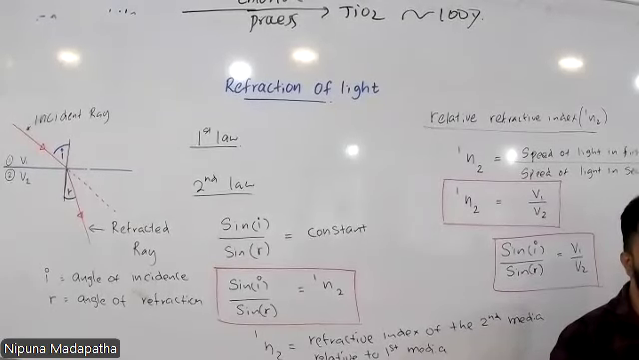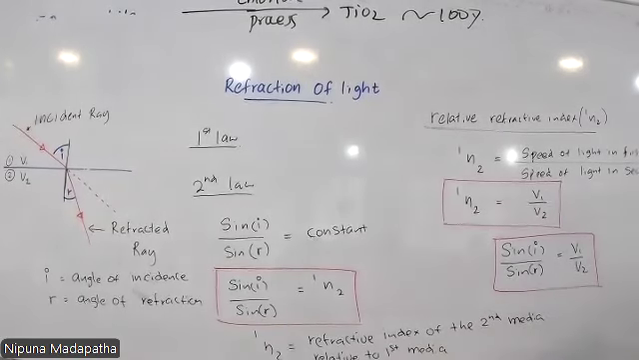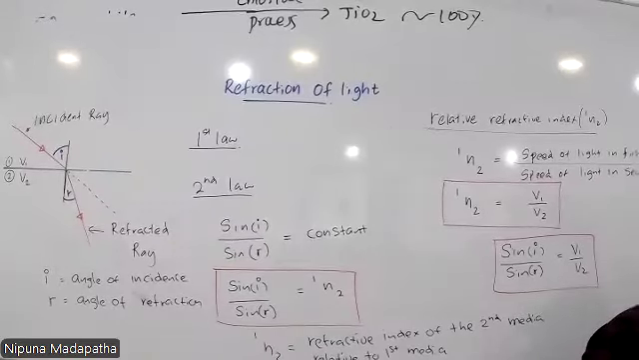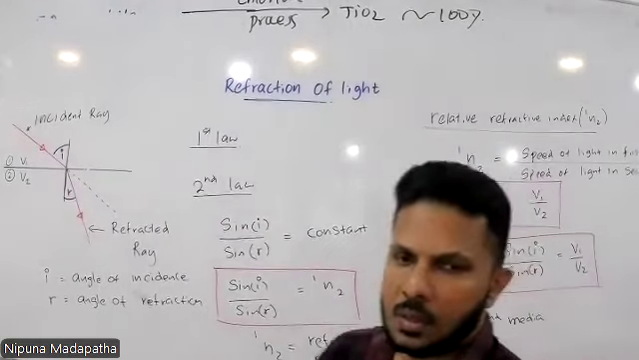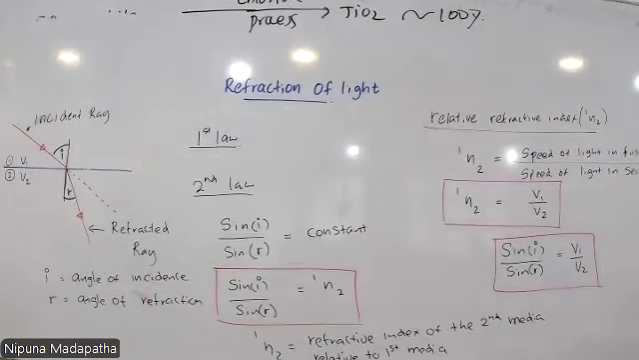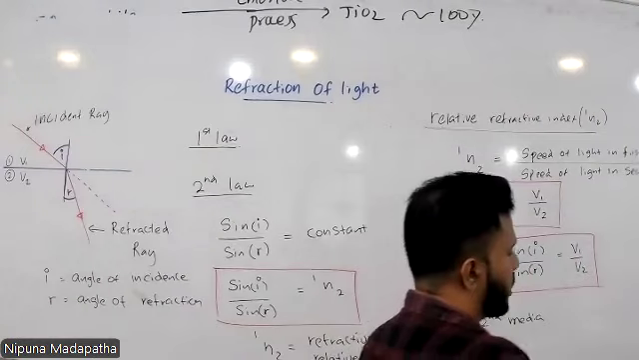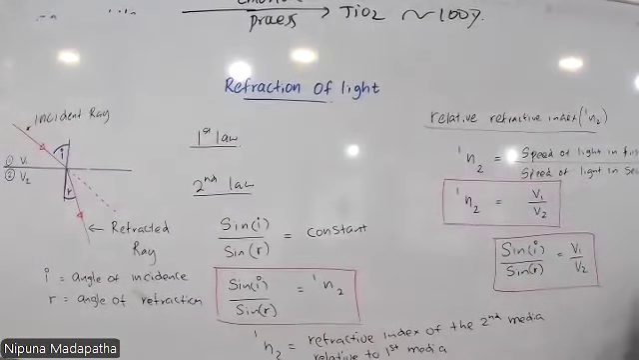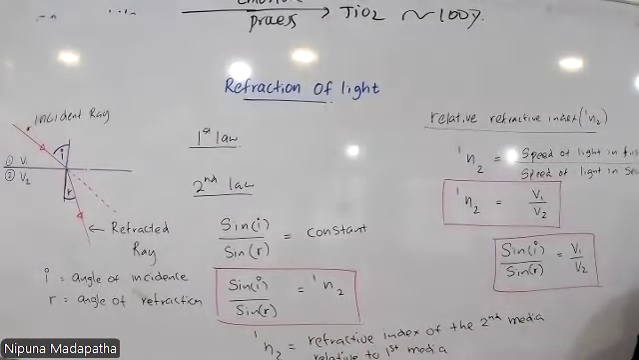In refraction, we classify two media as rare and denser medium. In a rare medium, the speed of light is greater or higher. In a denser medium, the speed of light is lesser.